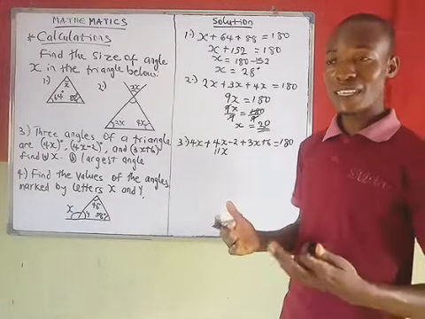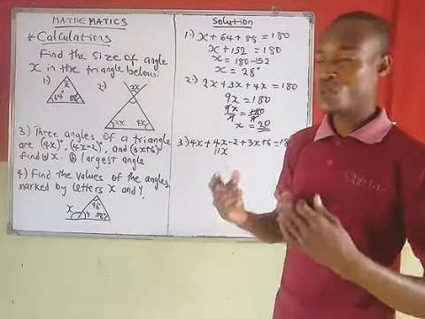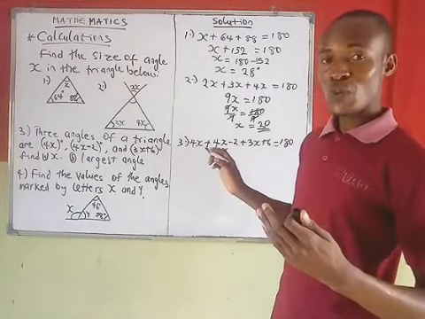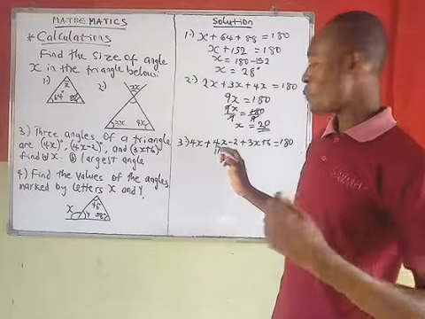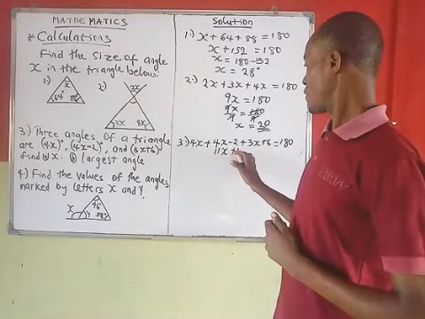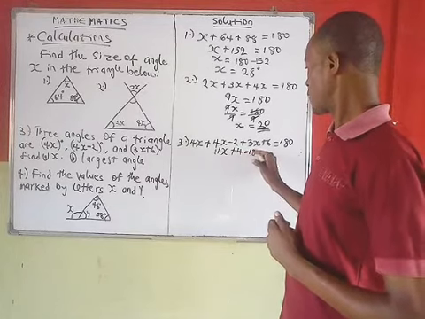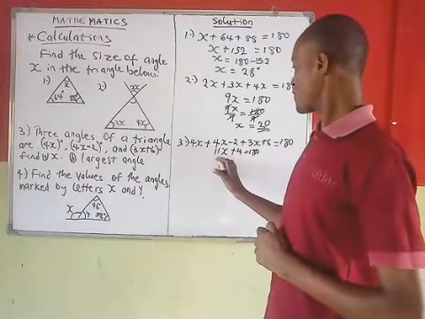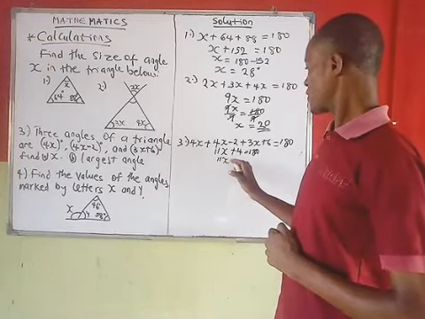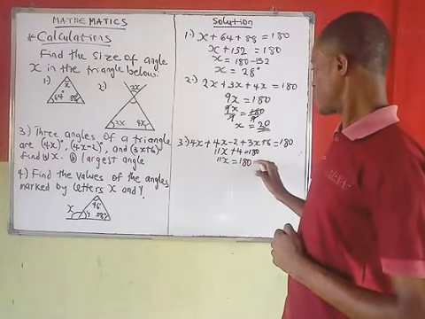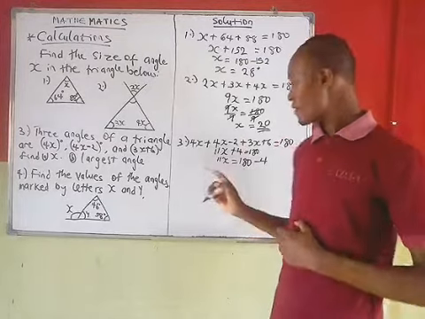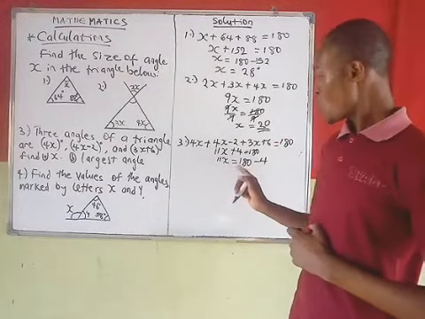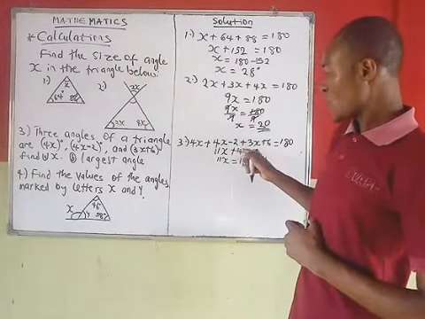Then the next one, this is minus 2 plus 6. Minus 2 plus 6 is the same thing as 6 minus 2. And that will give us what? That will give us 4. Then when you collect like terms, you have 11x is equal to 180 minus 4.